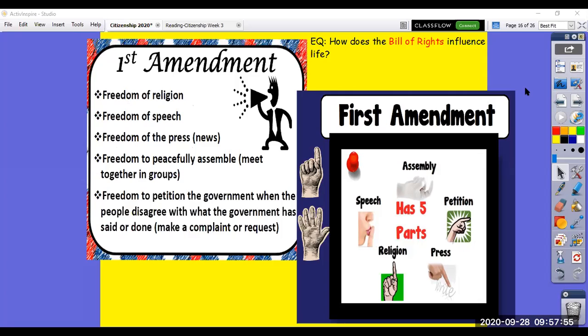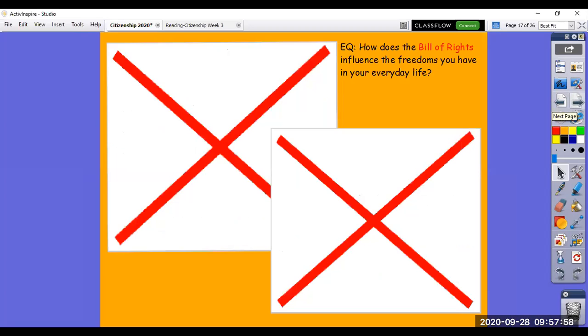The Second Amendment is another one many know. Oh no, I'm out. Let me go here. Let me reopen the slides. Here we go. Let me re-download it. And I'm on slide 17.